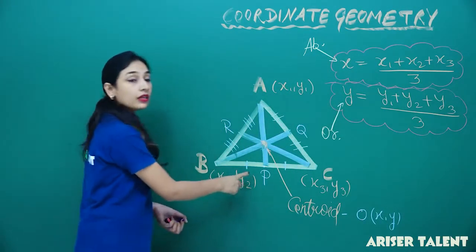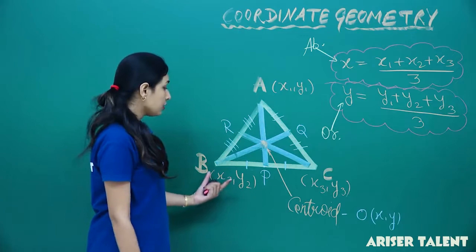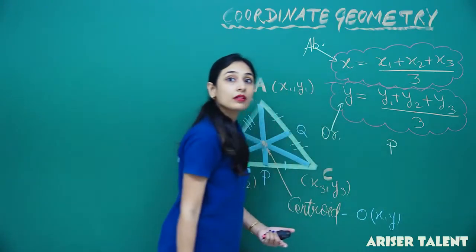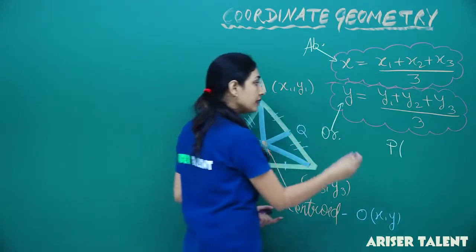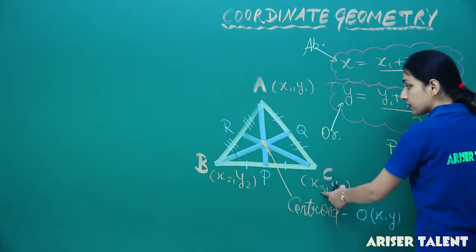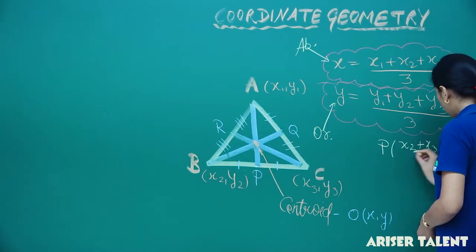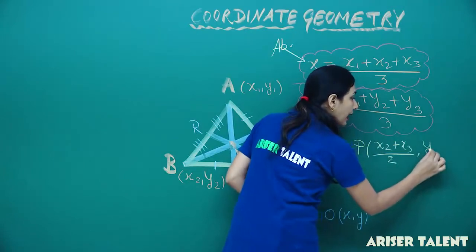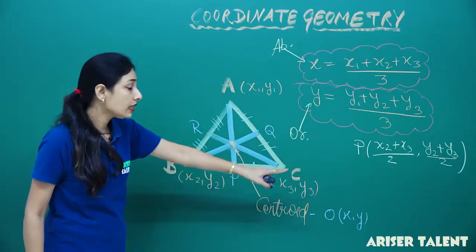Now, what is P? P is the midpoint of B and C. This line BC has the midpoint P. So the coordinates of P will be x2 plus x3 by 2 and y2 plus y3 by 2. These are the coordinates of P.